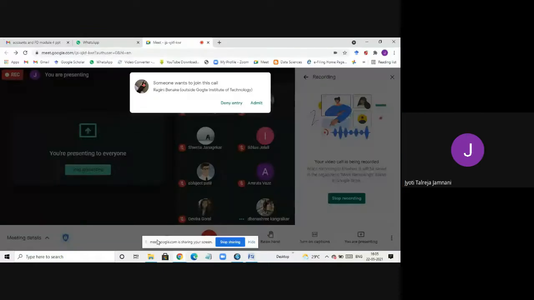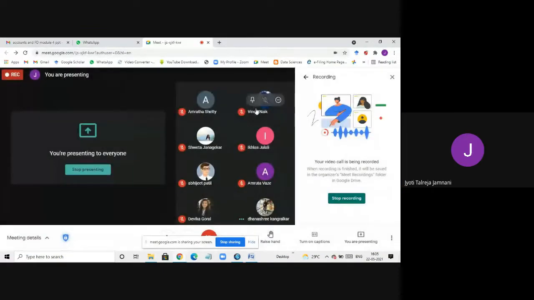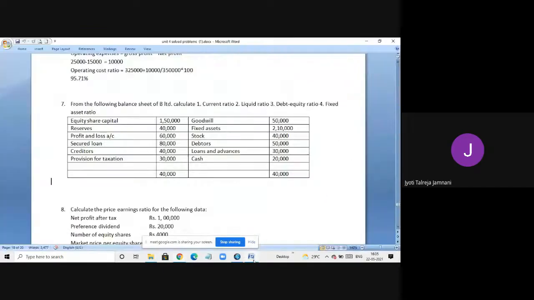We were doing sums and ratio analysis, and I had done 6 sums. We had to start with the remaining totally 13 sums. So we'll do the 7th sum onwards today. From the following balance sheet of D Limited, calculate current ratio, liquid ratio, debt equity ratio, and fixed asset ratio.